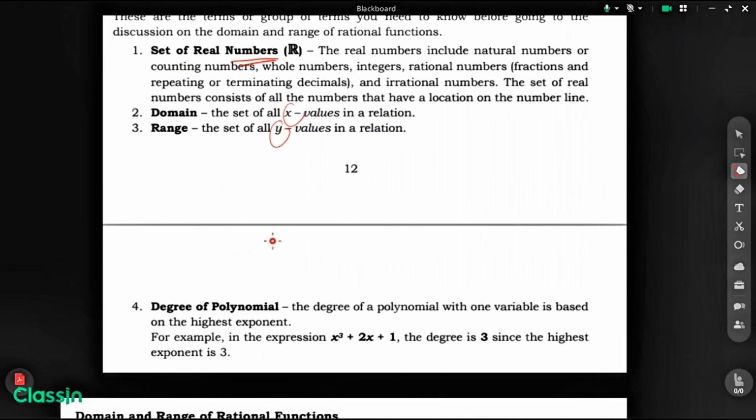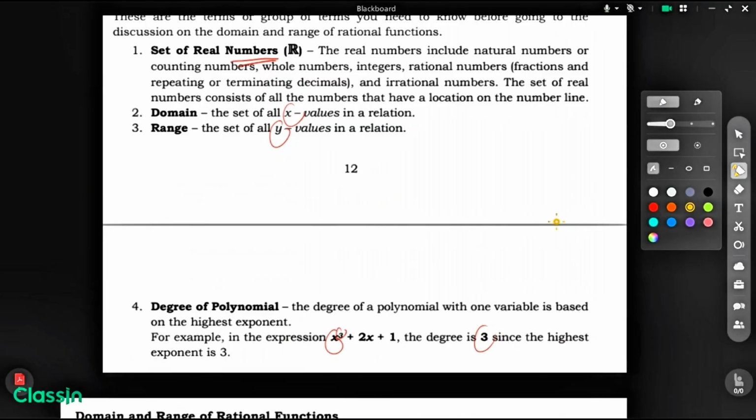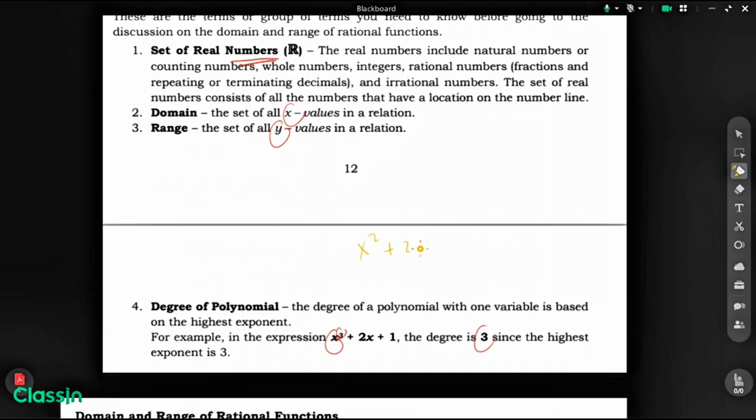For the degree of polynomial with one variable, it is based on the highest exponent. For example, we have x cubed plus 2x plus 1. The degree is 3 because it is the highest exponent. Another example, let's say x squared plus 2x plus 1. The highest exponent is 2. Therefore, the degree is equal to 2.